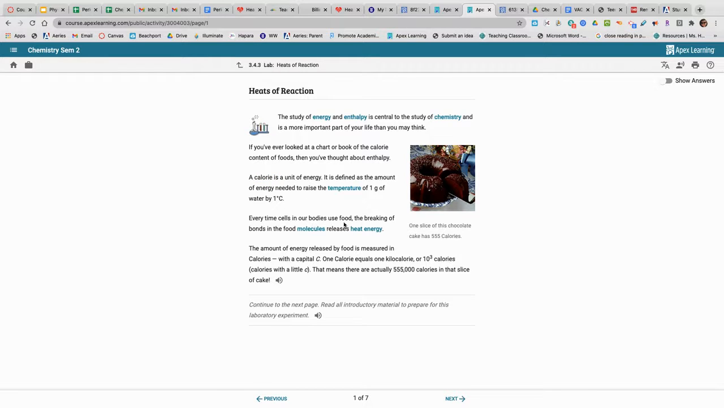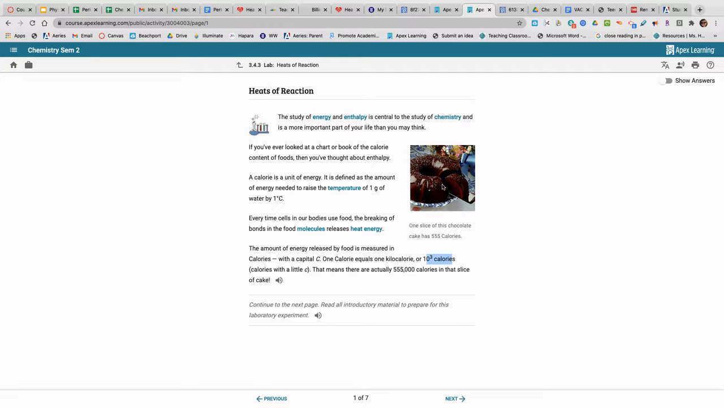Every time cells in our bodies use food, the breaking of bonds in the food molecules releases heat energy. Okay? Now, the amount of energy released by food is measured in calories with an uppercase C. You'll notice up here the calories are lowercase c. There is a difference.